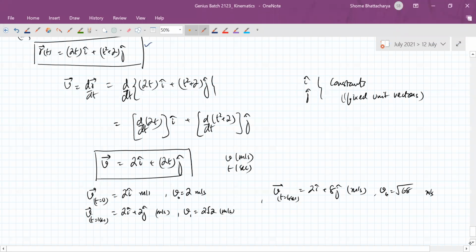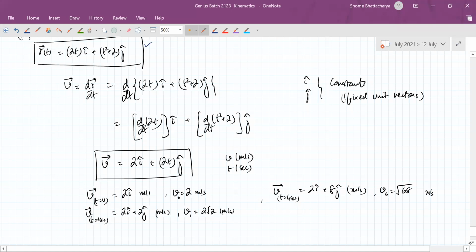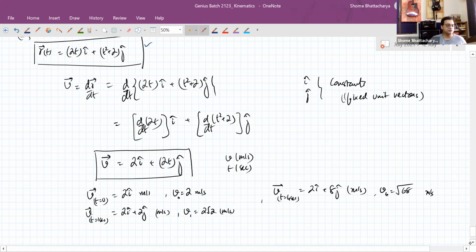Sir, yes, sir, I had got this answer wrong. I had differentiated but not considered i and j. So why do we consider i and j? Because they are unit vectors, beta. So they are in different directions. We cannot say 2t i cap plus t square plus 2 j cap is 2t plus t square plus 2. One is along the x-axis, the other is along the y-axis.